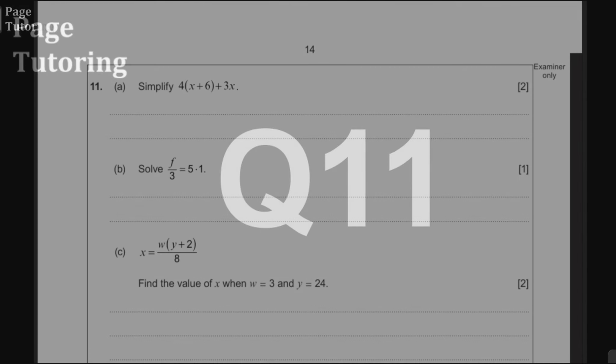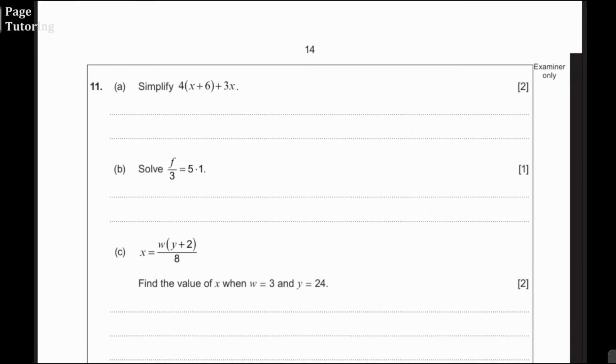Question 11, part A. So we can see we're going to be doing algebra now. So it says simplify, and then you've got your, it's not an equation, there's no equal sign. So this is just an expression. You've got your algebraic expression here. So when we're simplifying, we don't want brackets. Brackets aren't simple, so we're going to expand that out.